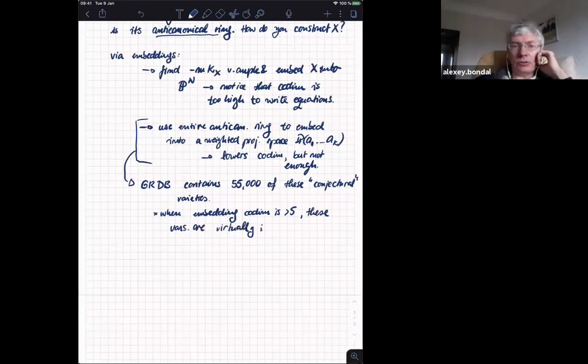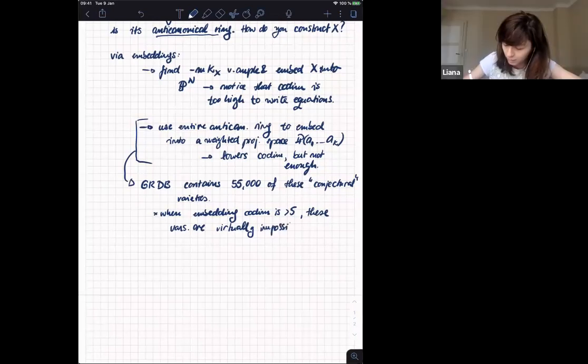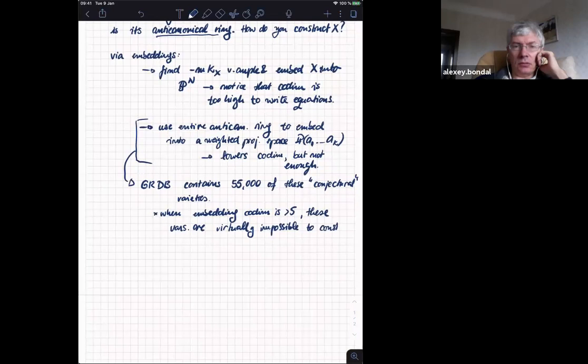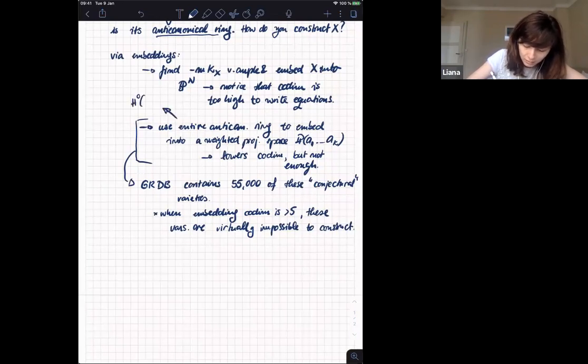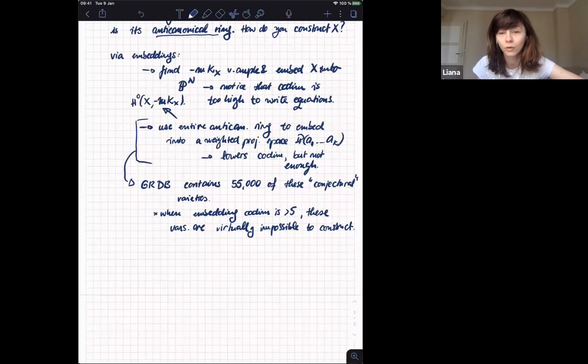Excuse me, may I ask a stupid question? Yeah. What is this entire anti-canonical ring? Well, sorry, I mean, just any kind of, let's say, M multiples of K_X. You know how many sections and who they are for any M positive, obviously. So you know all of the anti-plurigenera. Okay?